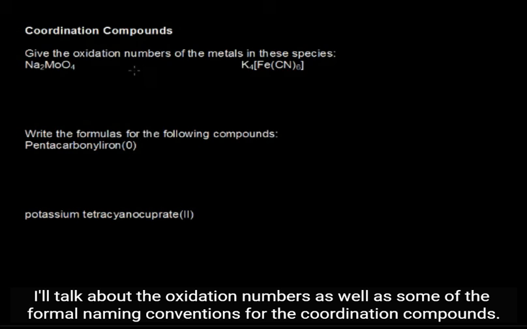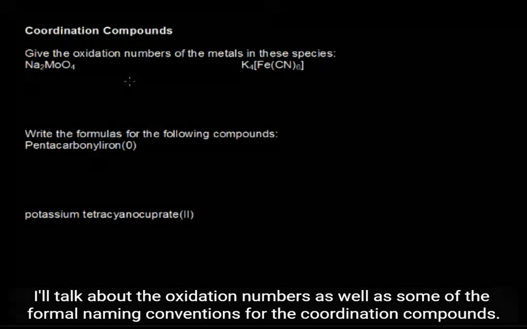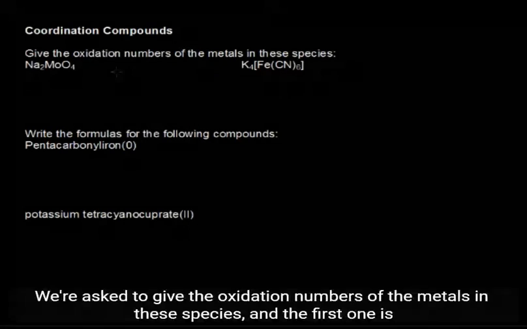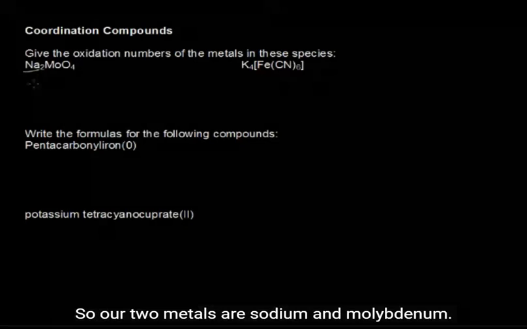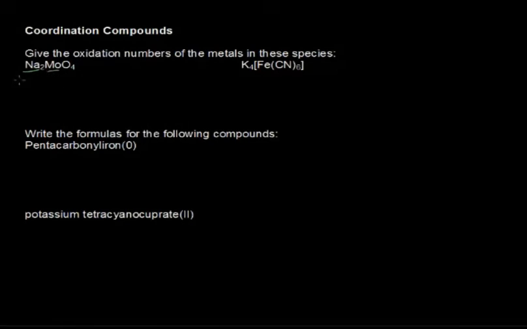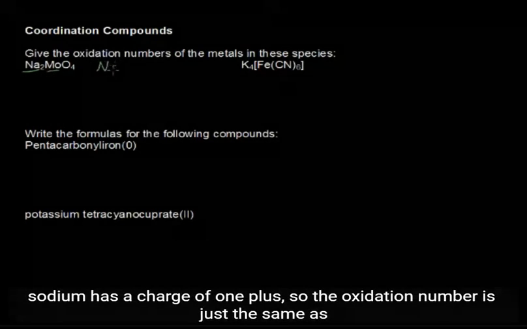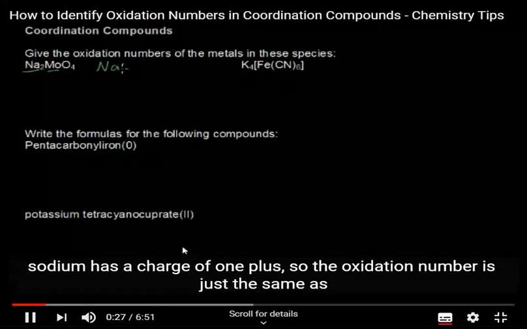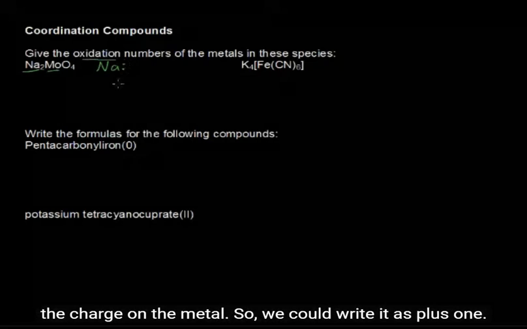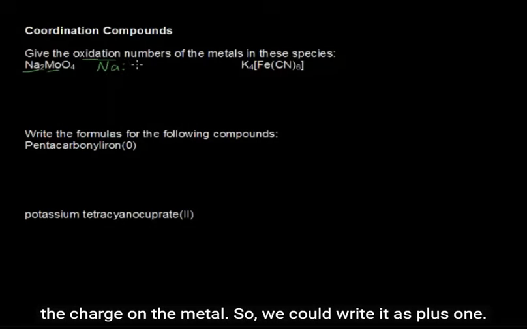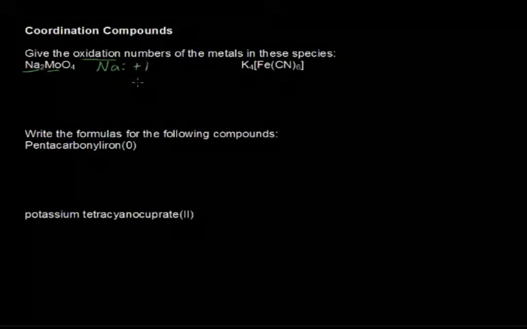In this video, I'll talk about the oxidation numbers as well as some of the formal naming conventions for the coordination compounds. We're asked to give the oxidation numbers of the metals in these species, and the first one is Na2MoO4. So our two metals are sodium and molybdenum. Now sodium has a charge of 1 plus, so the oxidation number is just the same as the charge on the metal. So we can write it as +1.